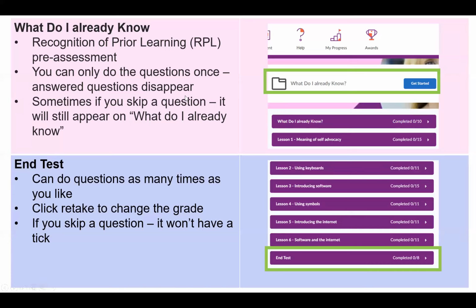Something to point out before we move into the tips part of this: "What do we already know?" will disappear after the learner attempts it once. I know one of our former employees used to call it like the mocks, you get one shot at it. And if you think about it, it makes sense, because if learners had unlimited goes at this, they could just fast track themselves through everything. The end test is different because you can do it as many times as you like. So it's like the leaving cert, you can resit it, you can repeat it as many times as you like. And that's kind of how they work.